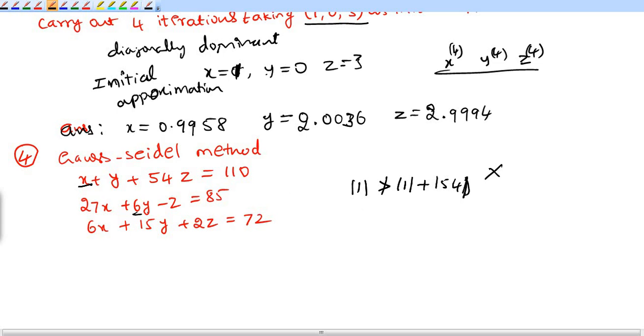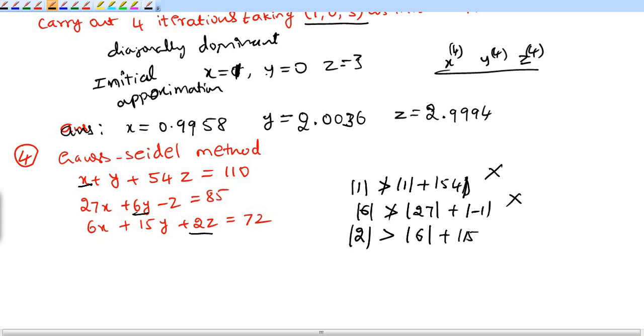Similarly, the second diagonal element is 6. 6 is not greater than 27 plus minus 1, meaning 28. 6 is not greater than 28. This is also not diagonally dominant. Similarly, the third diagonal element is 2. 2 is greater than 6 plus 15? This is also not true. So that means this system is not diagonally dominant.